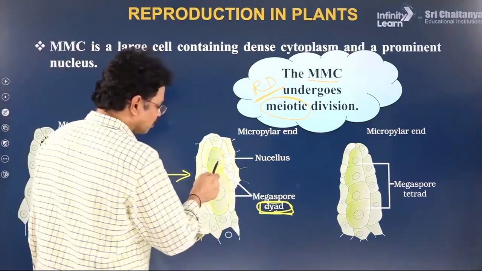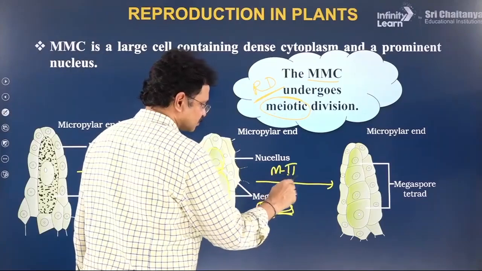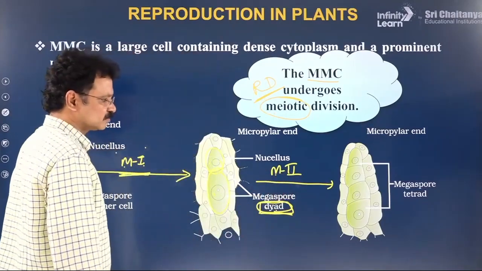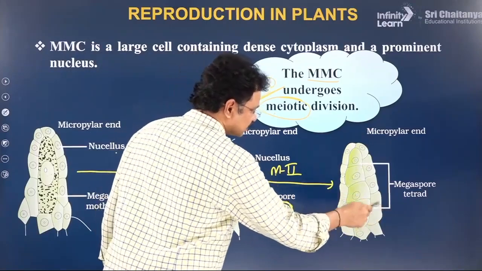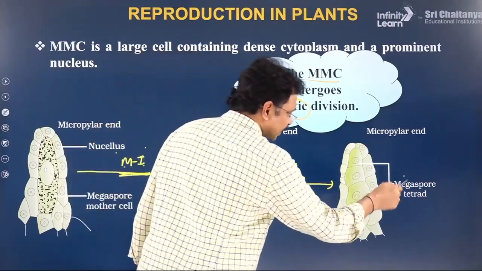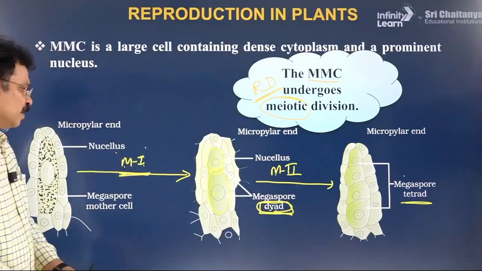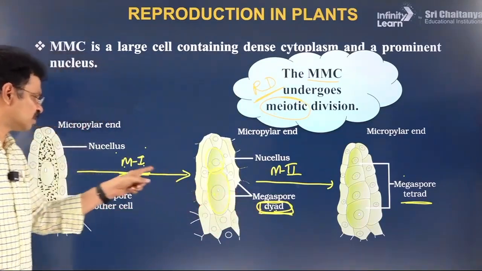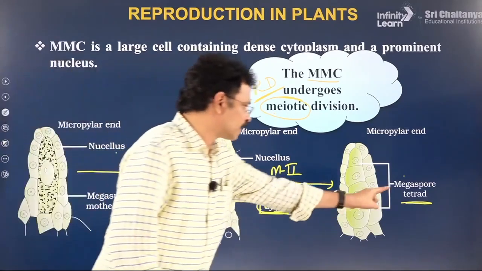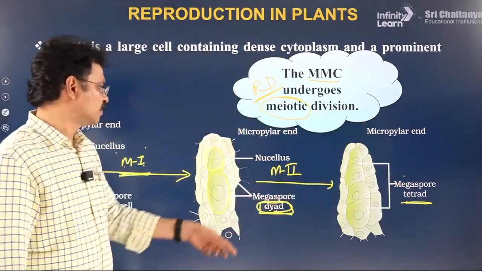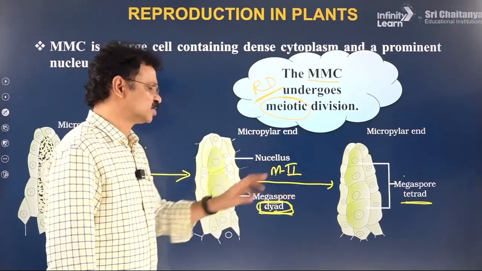After that, both nuclei of this dyad undergo the second phase of meiosis. M2 means second meiosis. This gives rise to 4 nuclei and 4 cells. At this stage the megaspores are called a megaspore tetrad. The megaspore dyad is the result of meiosis 1 in the megaspore mother cell. The megaspore tetrad is the result of meiosis 2 in the dyad. The dyad becomes a tetrad by meiosis 2.